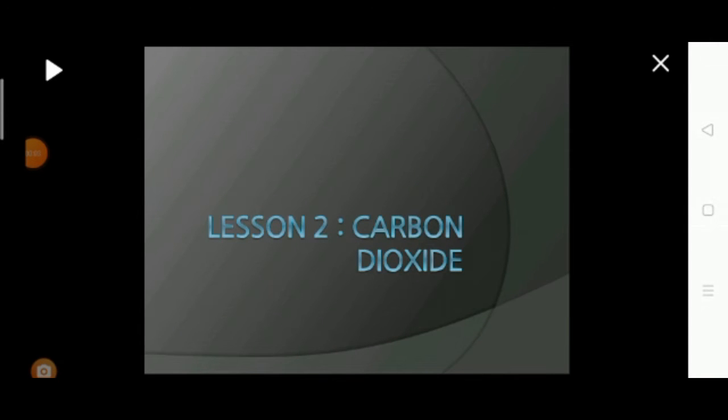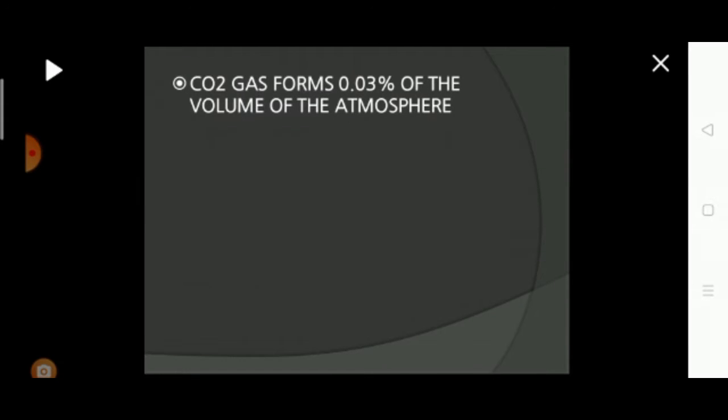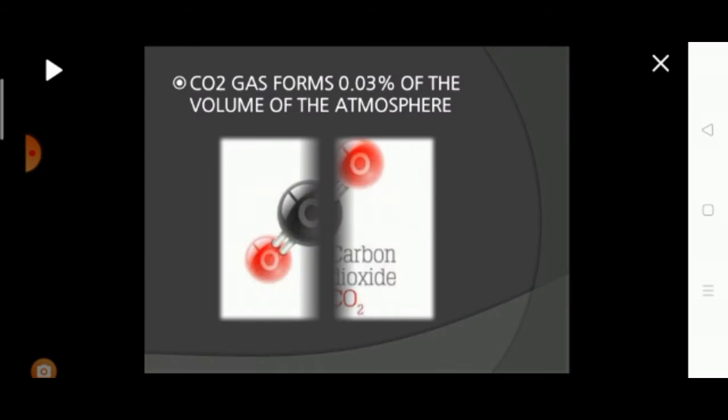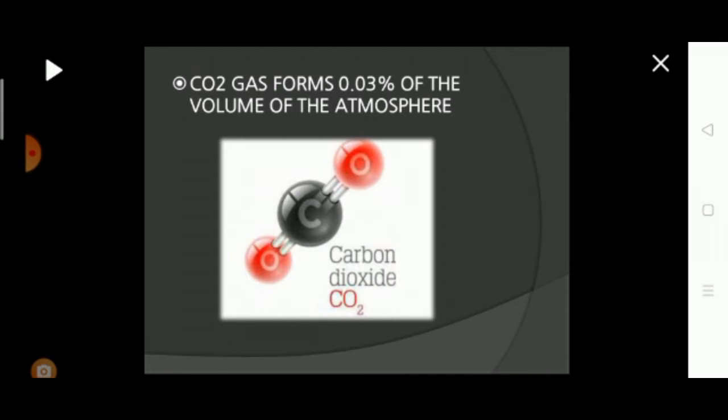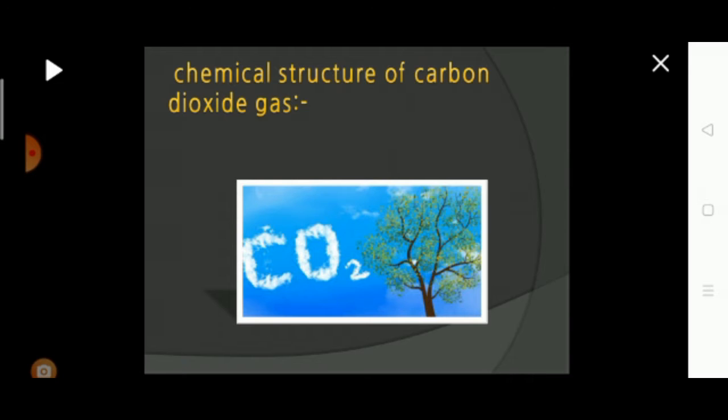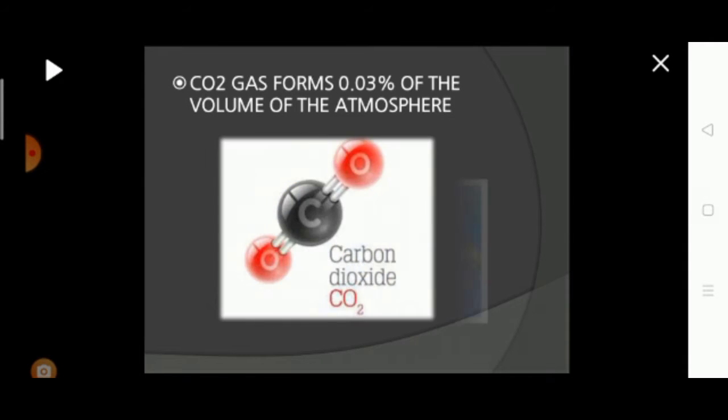Our lesson today is about carbon dioxide. Firstly, the percentage of carbon dioxide gas forms about 0.03% of the volume of the atmosphere. As you see in this picture, the carbon dioxide chemical structure. We can conclude that the chemical structure of carbon dioxide gas consists of one carbon atom and two oxygen atoms. Again, from this picture in the previous slide, it consists of what? One carbon atom and two oxygen atoms.